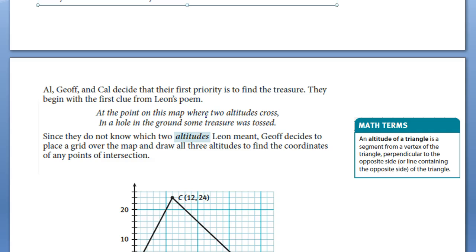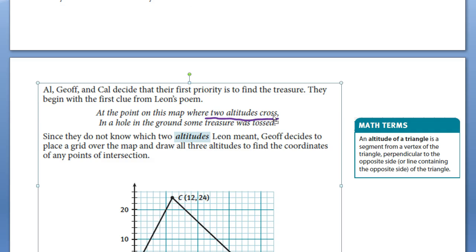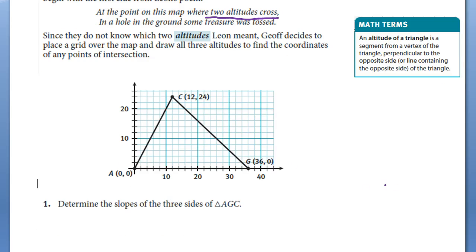At the point on this map where two altitudes cross, in a hole in the ground, some treasure was tossed. Since they do not know which two altitudes Leon meant, Jeff decides to place a grid over the map and draw all three altitudes to find the coordinates of any points of intersection. So here we see that. We have that triangular parcel of land, but rendered on a coordinate grid with the x-axis and the y-axis, and the vertices are located with the dots.